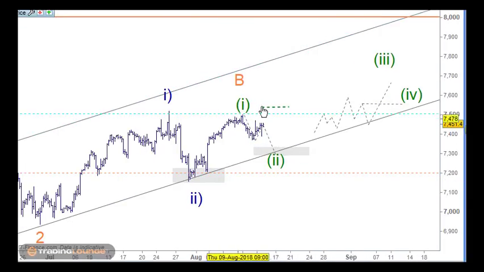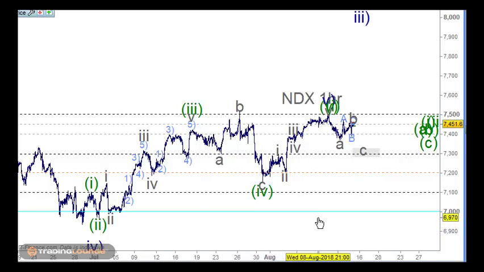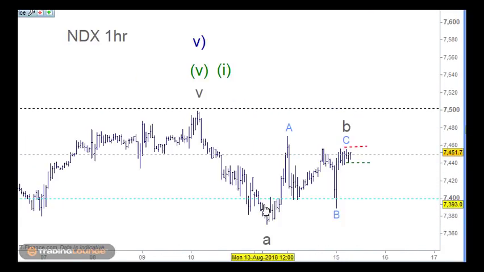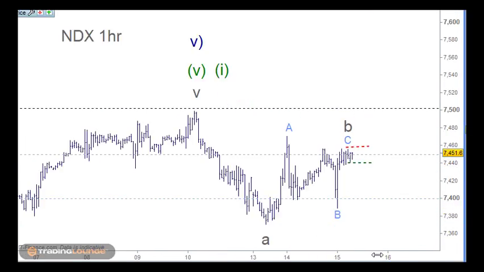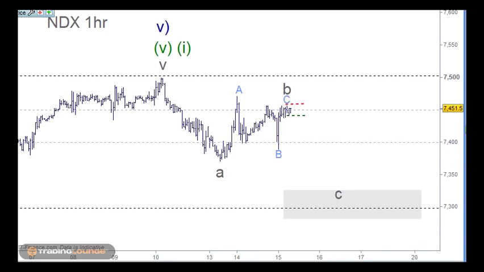So with this in mind, I could probably just cut straight through to the hourly chart and consider both counts. In this case, the same as the S&P 500, if we consider this move down through here as the A wave, then we can look at this as an A and a B and a C wave, with the B wave completed and the C wave moving down.